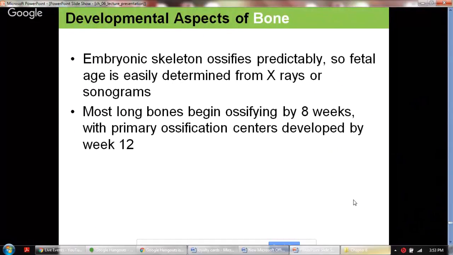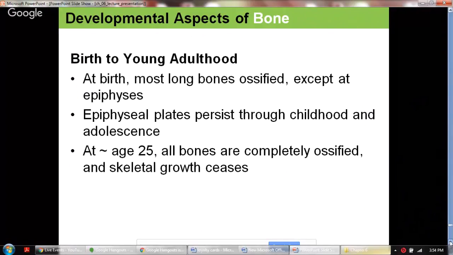With regard to bone development, the embryonic skeleton ossifies predictably. So fetal age is easily determined from X-rays or sonograms. Most long bones begin ossifying by 8 weeks with their primary ossification centers, and all of them have developed by week 12. Then at birth, most long bones are ossified except the epiphysis. The epiphyseal plates persist throughout childhood and adolescence, and at age 25, all bones are completely ossified and skeletal growth ceases.